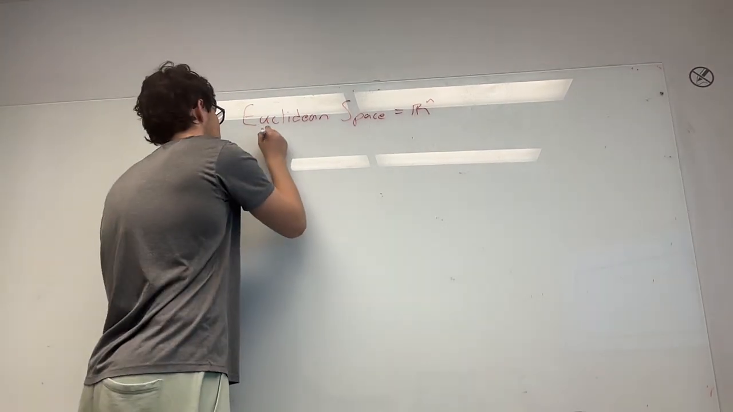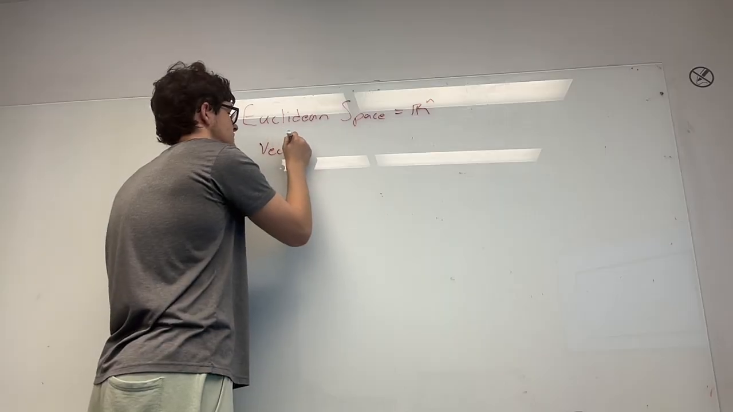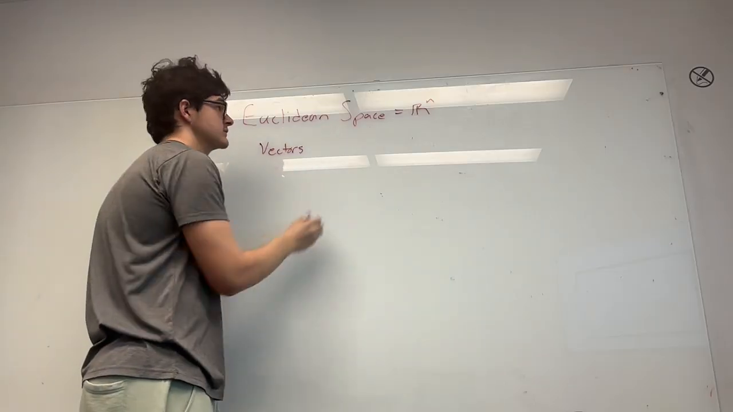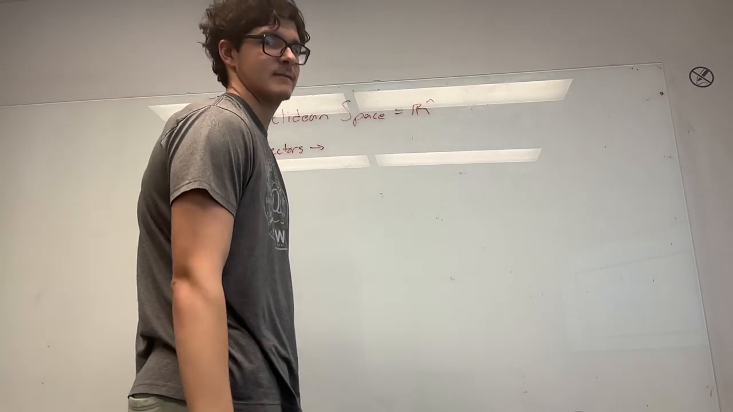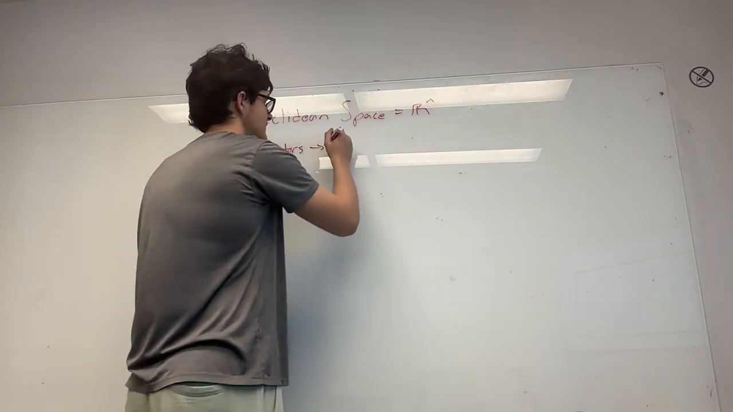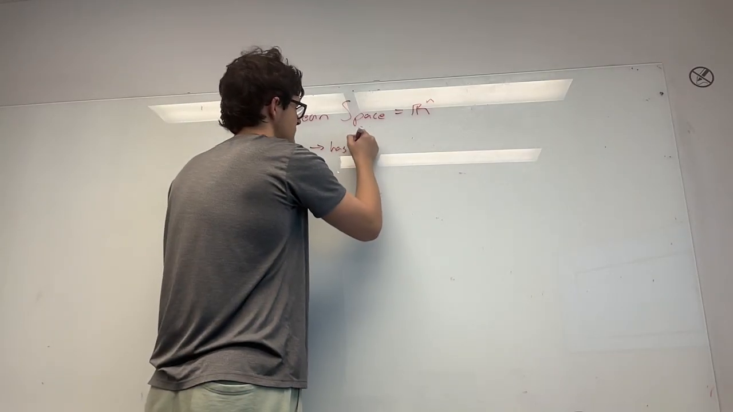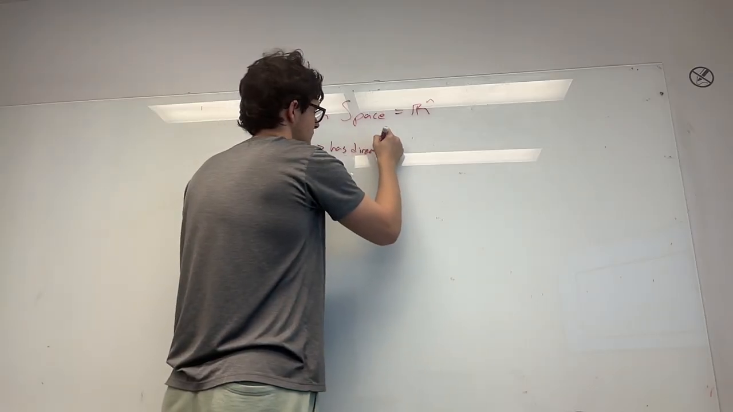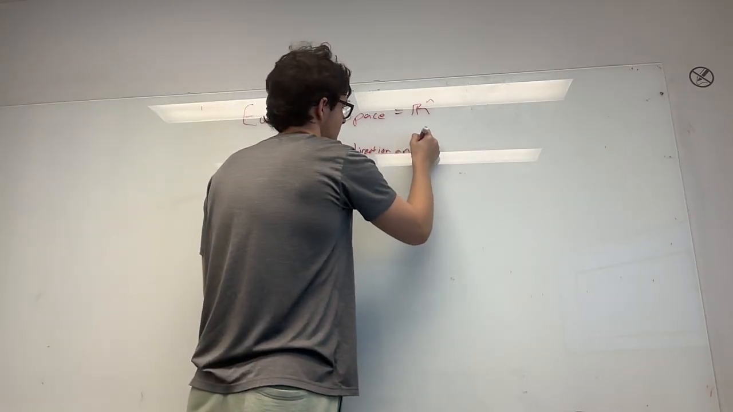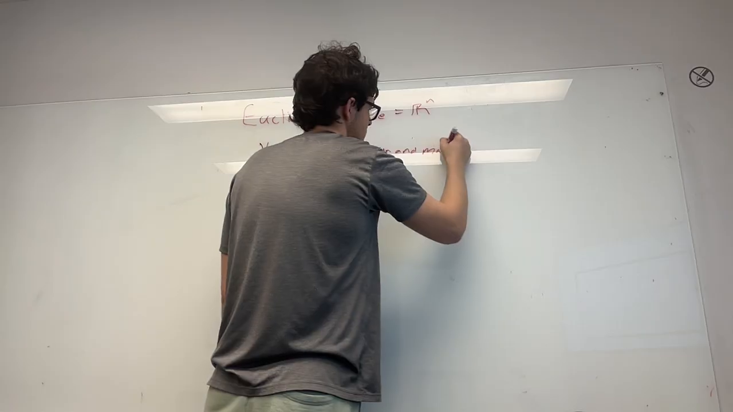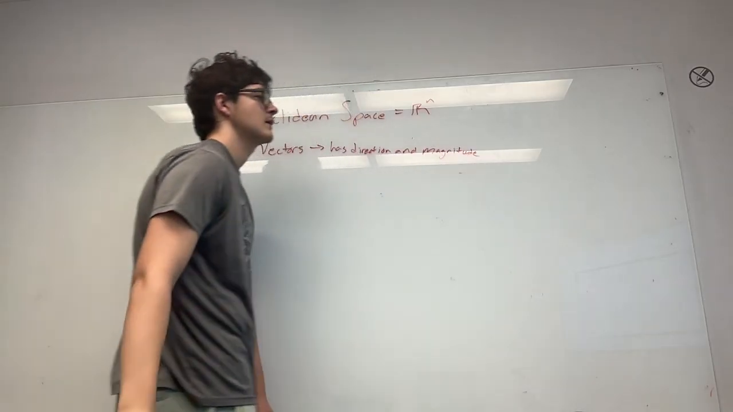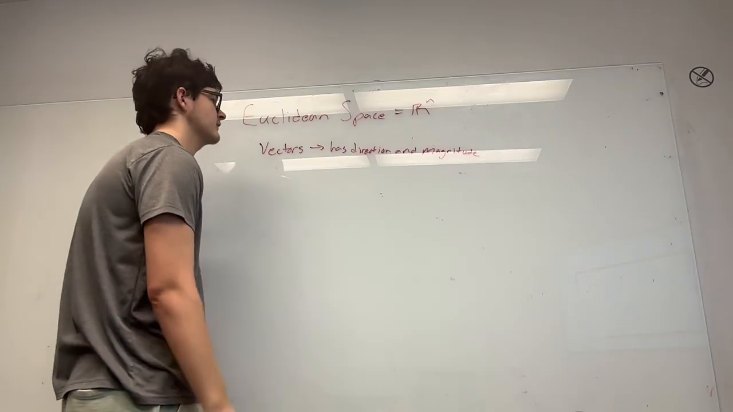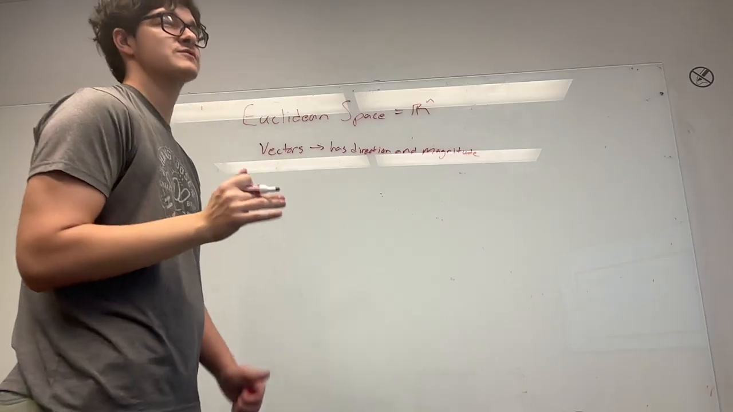Vectors. I hope I'm not disrupting anybody studying for finals. Vectors. What is a vector? That's right. A vector has direction and a magnitude. So it's basically just an arrow. It's literally an arrow.